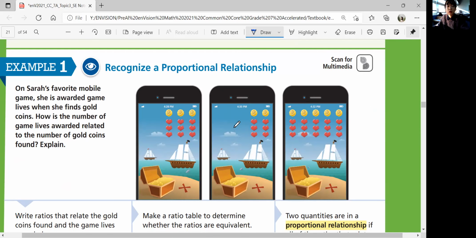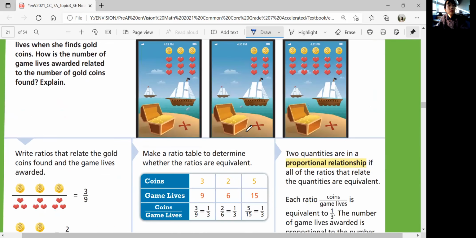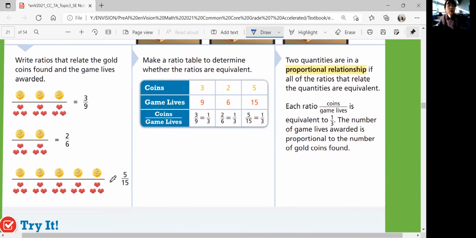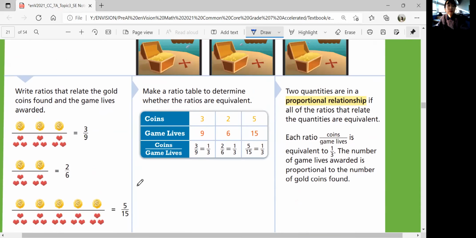And this is also ratios. We're going to write ratios that relate to gold coins found in the game lives awarded. So each coin will be awarded with 3 hearts. So that's 3/9, which is also 2/6, which is also 1/3 or 5/15. Right? They're all going to be equivalent to 1/3. That is your equivalent ratio. The most simplified equivalent ratio.